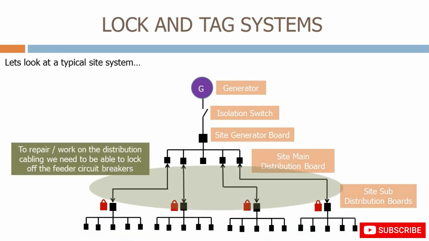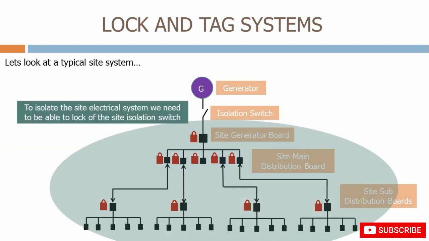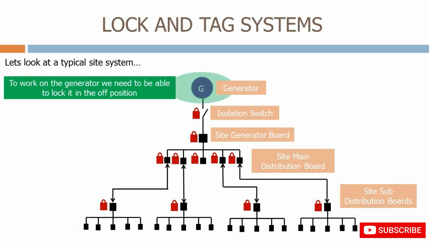To repair or work on the distribution cabling, we need to be able to lock off the feeder circuit breakers. To work on the main distribution boards, we need to be able to lock off the incomers. To isolate the site electrical system, we need to be able to lock off the site isolation switch. To work on the generator, we need to be able to lock it in the off position.